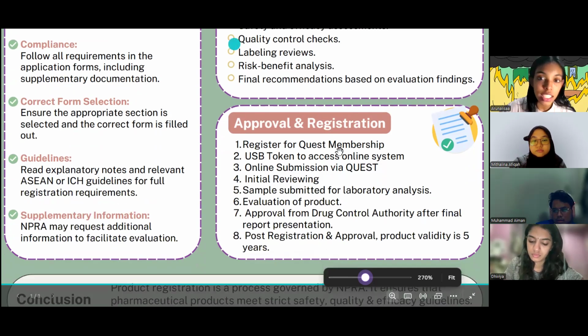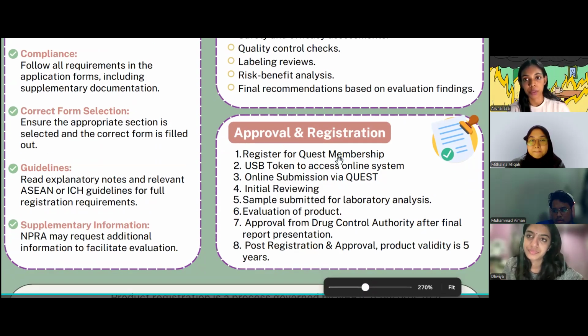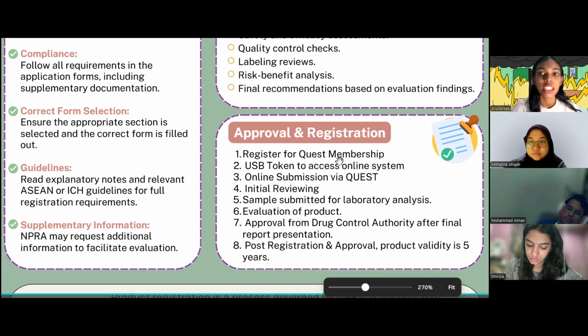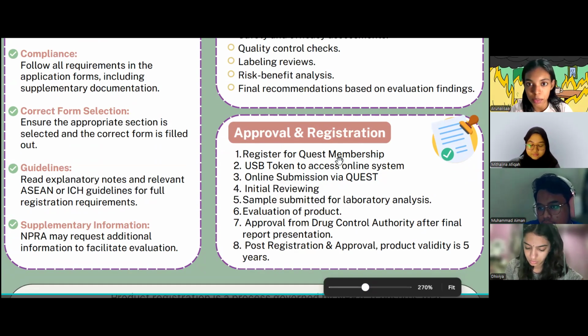Hello, my name is Aruna and I will be presenting about approval and registration process, which is overlooked by the NPRA. So the first part is the preparation for application that was explained by Mitalina just now. So they have to register for Quest membership. So during this registration process, they require a company registration form and authorization letter, and also a photocopy of the identification card. And then to access the Quest system, they need to purchase a USB token at the NPRA. So after the purchase of USB token, they can access the Quest system.